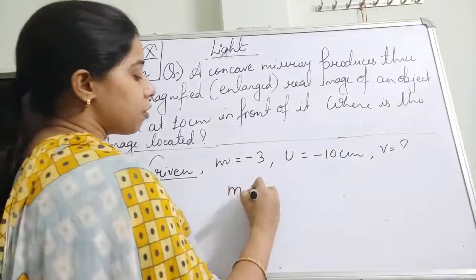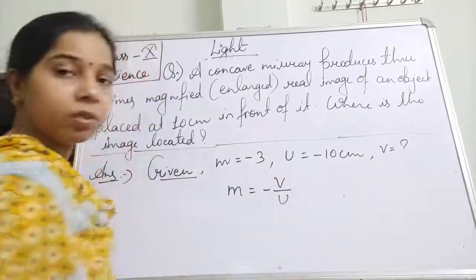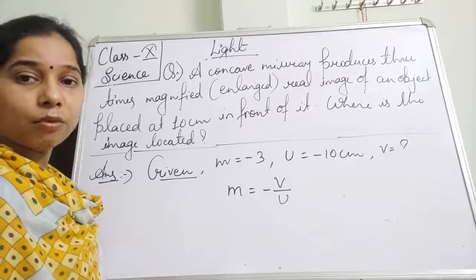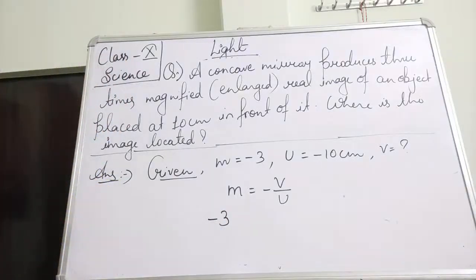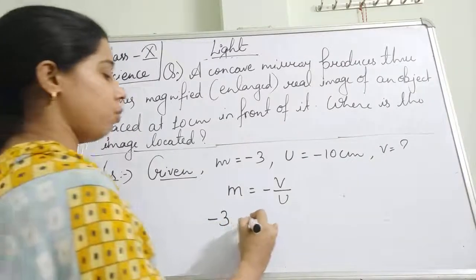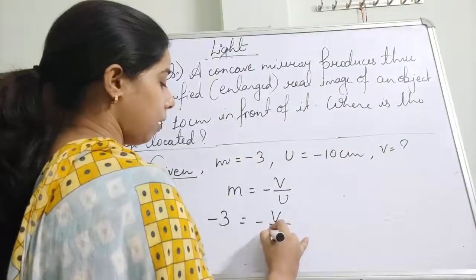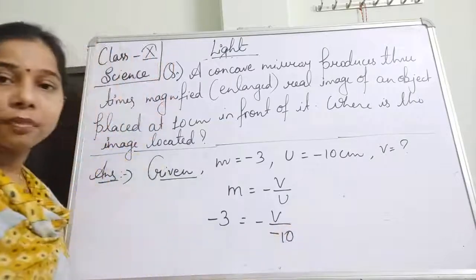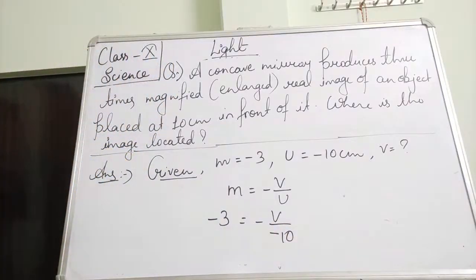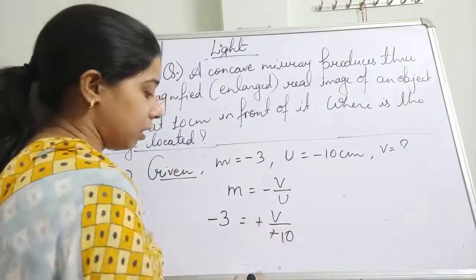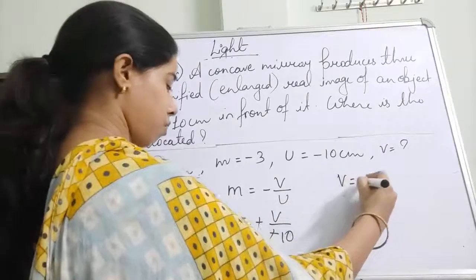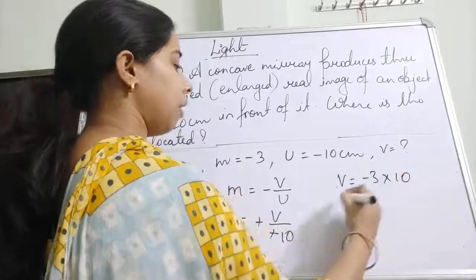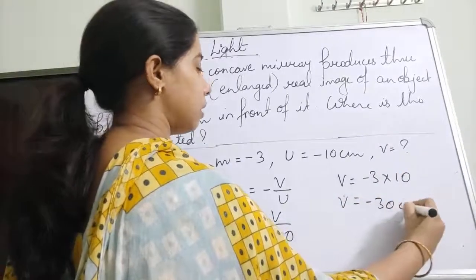So magnification is equal to minus v upon u. It's a very simple way to find the value of the image distance here. So this is equal to minus 3. Magnification is already given, minus 3 here, and this is equal to minus v upon minus 10. Now you see here, students, this minus and this minus will cancel each other. This 10 will go to this side, and it will become v is equal to minus 3 into 10, and v is equal to minus 30 centimeter.